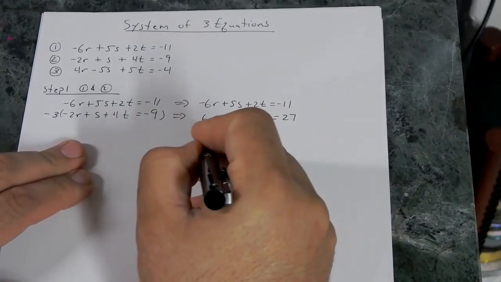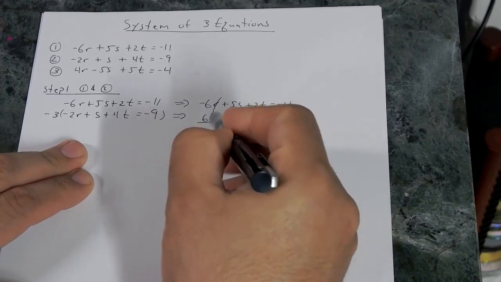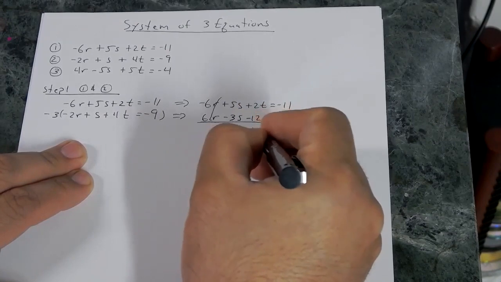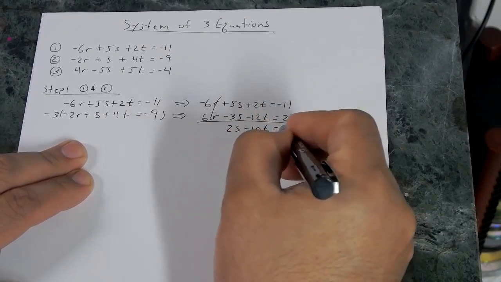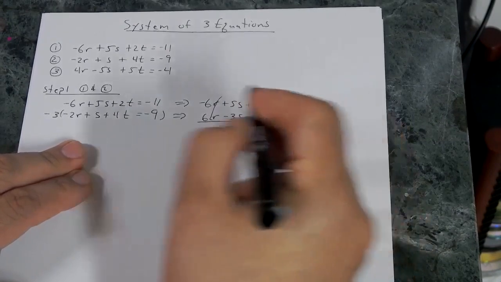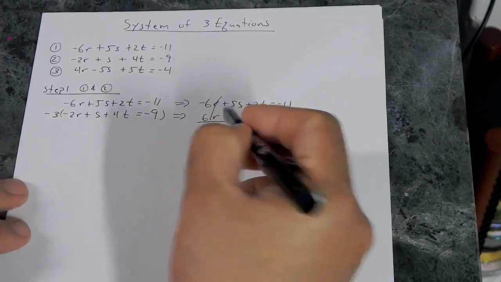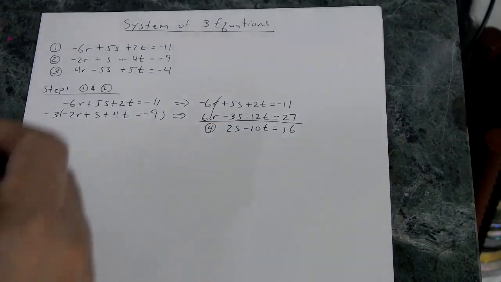Now I'm going to add both of them together. As you see, we eliminated the r's. We have 2s minus 10t equaling 16. I'm calling this new equation here equation number 4. All right, step 2.